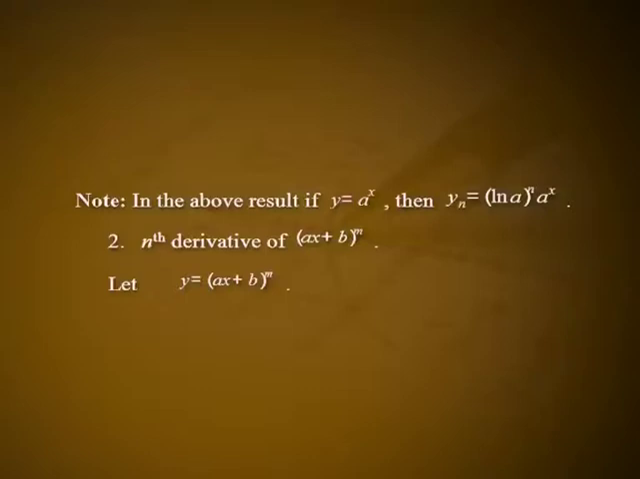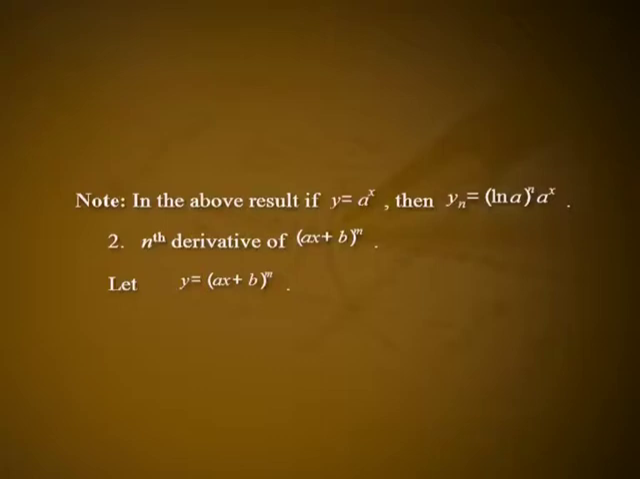Standard results. First one, nth derivative of e raised to ax. Let y is equal to e raised to ax, then y1 is equal to a into e raised to ax, y2 is equal to a square into e raised to ax, y3 is equal to a cube into e raised to ax. Proceeding like this, we obtain yn is equal to a raised to n into e raised to ax. Note, in the above result, if y is equal to a raised to x, then yn is equal to log a all raised to n into a raised to x.